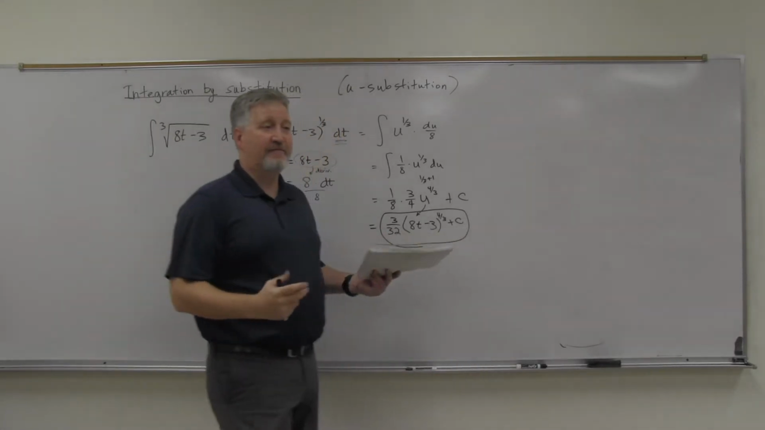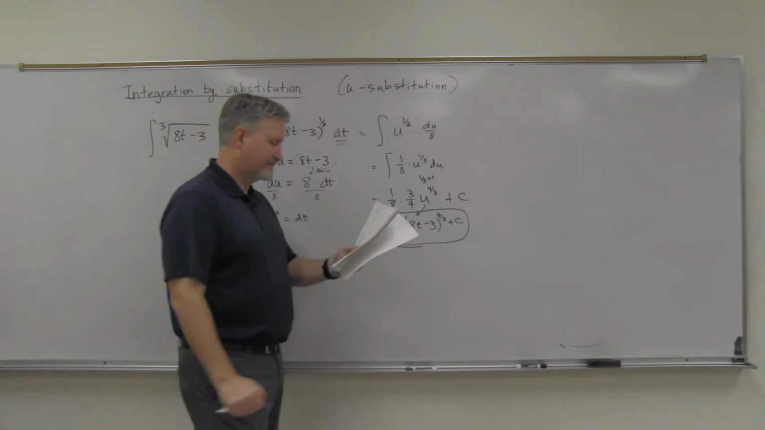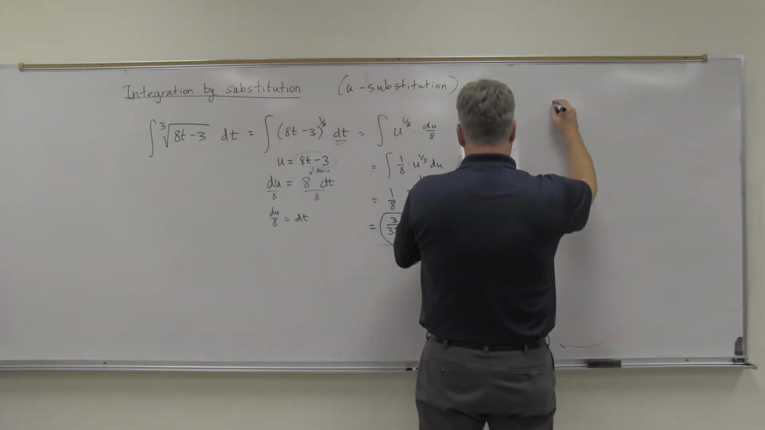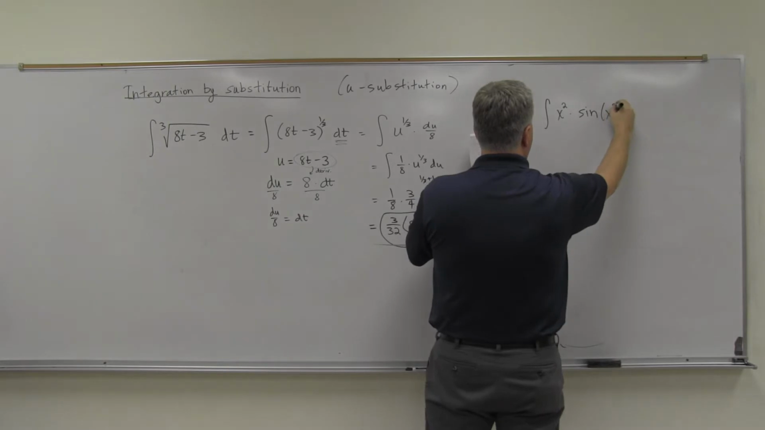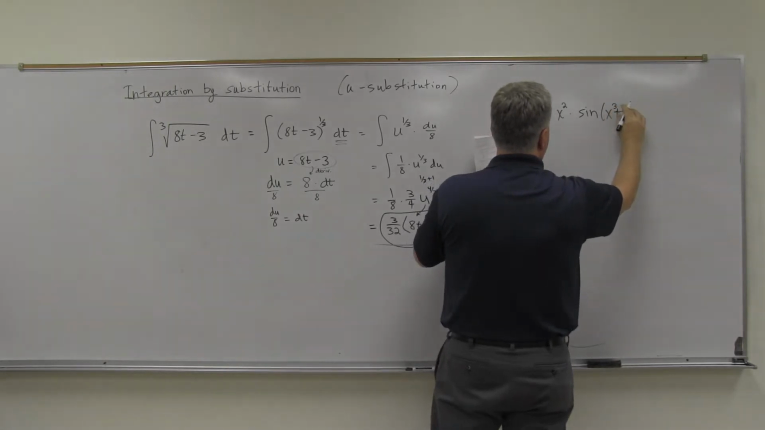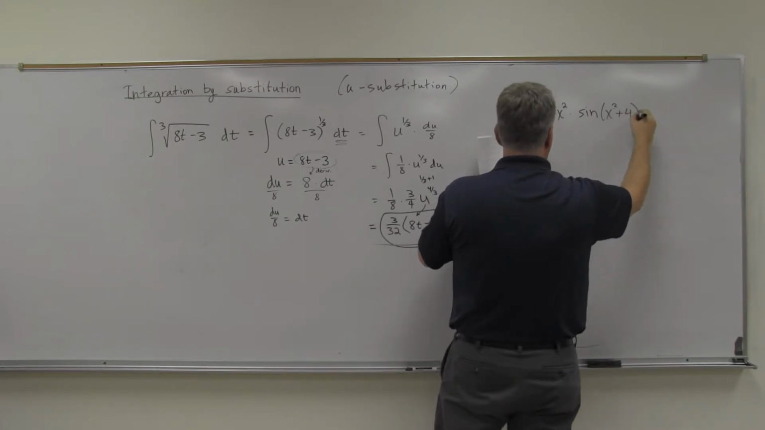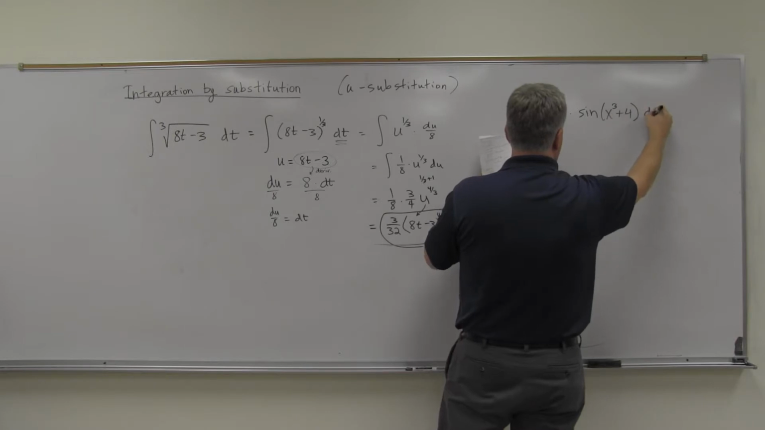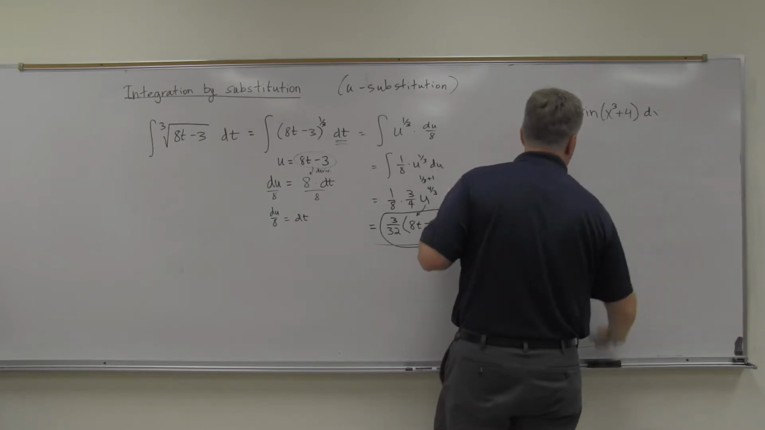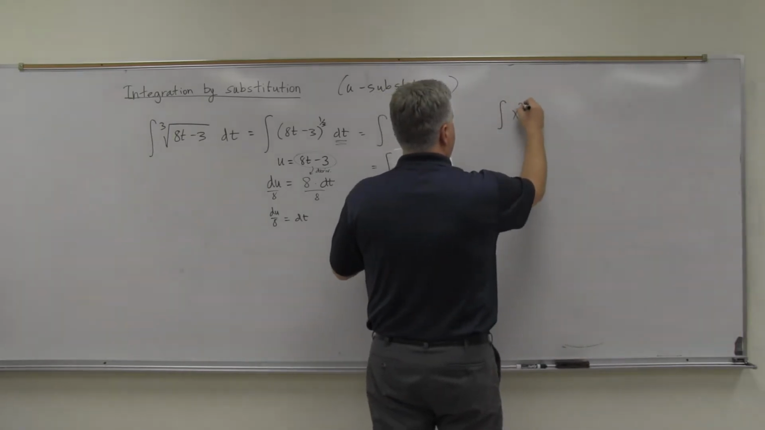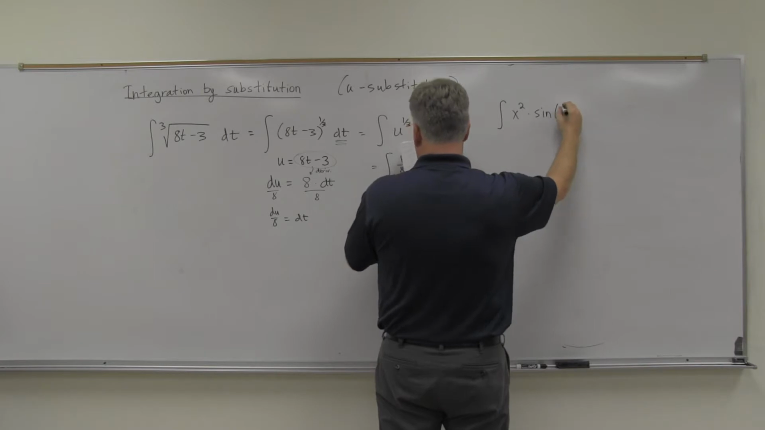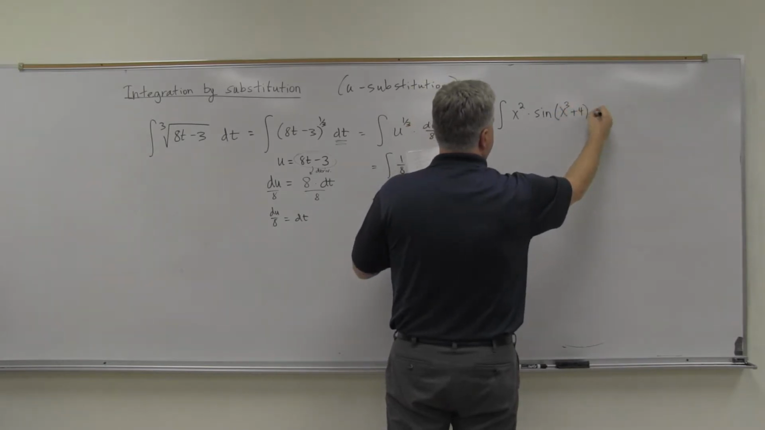Now, let's do a couple of trig ones here. So the integral of x squared times sine of (x cubed plus 4) dx. Put that over so I have some room there. X squared times sine of (x cubed plus 4) dx.